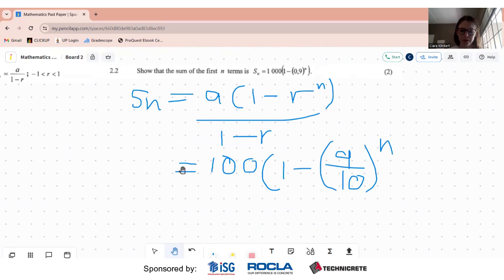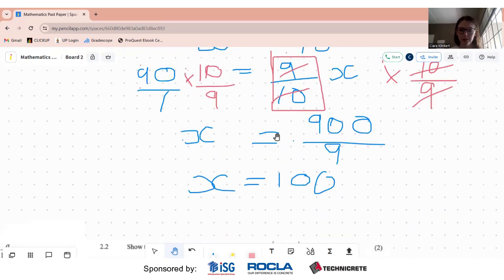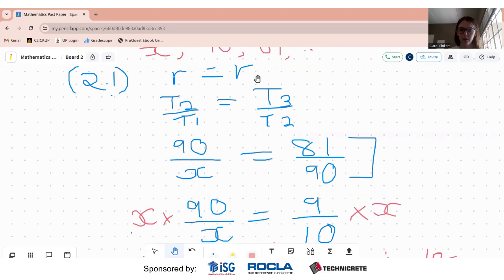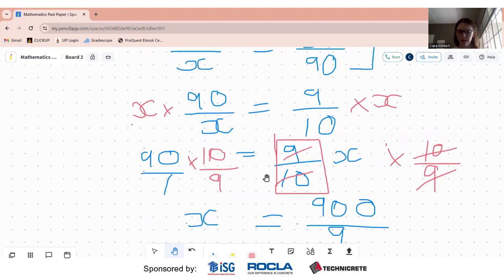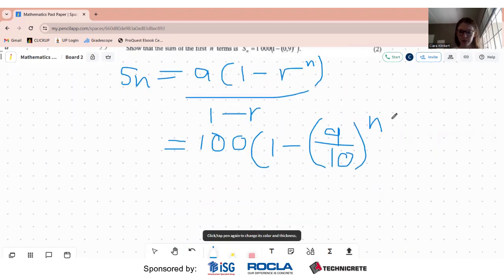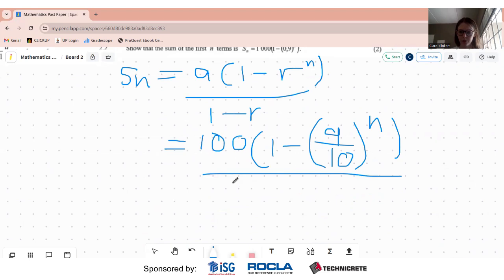I'm just going to show you that r is equal to 9 over 10. In this little bit here, we calculate r as T3 over T2, and remember we got it to be 9 over 10 over there. Then all over 1 minus r.